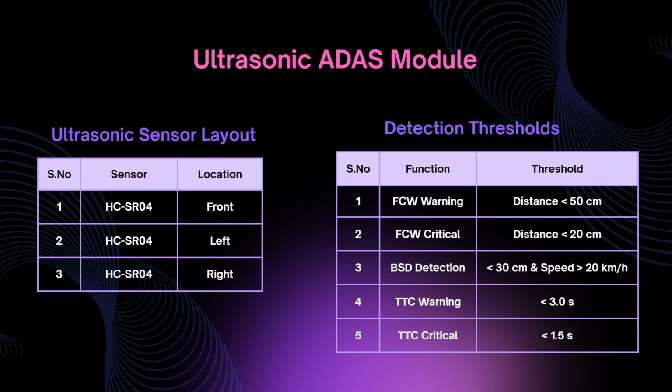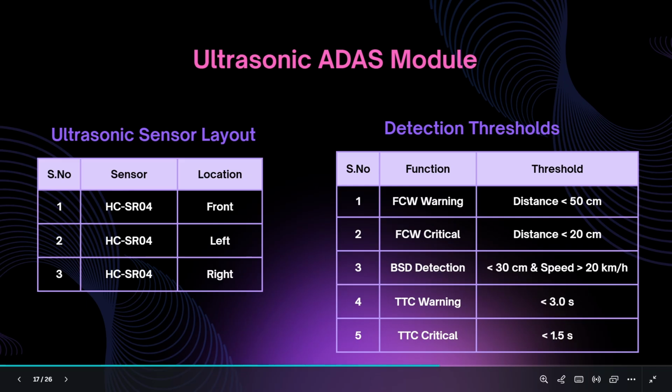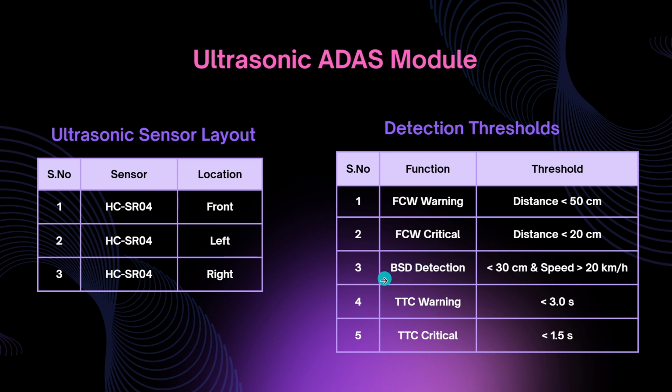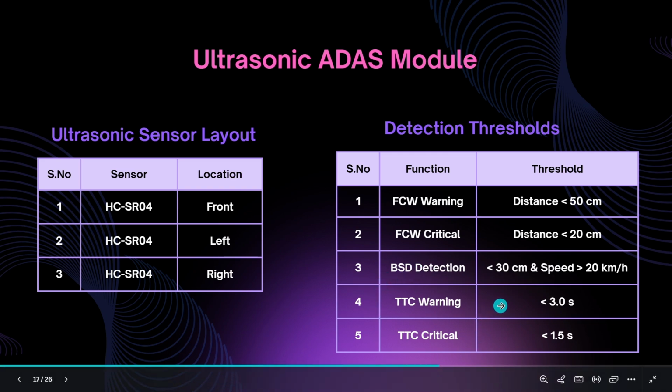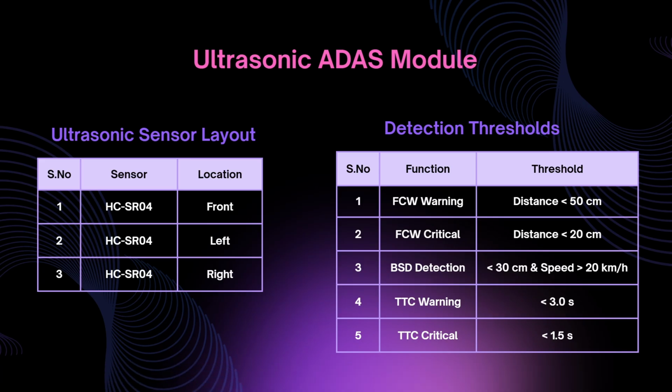In our case, the car is about to hit the obstacle. Next, we have blind spot detection, which has a threshold of less than 30 centimeter and the speed greater than 20 kilometer per hour. The controller also calculates time to collision warning. TTC warning is generated when the time is less than 3 seconds. And this function further becomes TTC critical when the time is less than 1.5 seconds. It is treated as a critical condition. These safety features help to improve the driver awareness by continuously monitoring the surroundings and providing alerts to the driver.